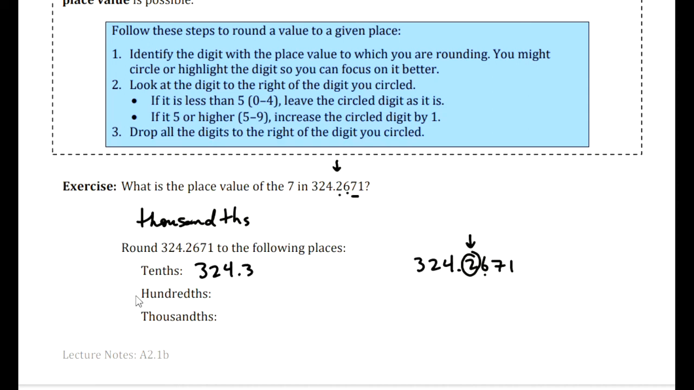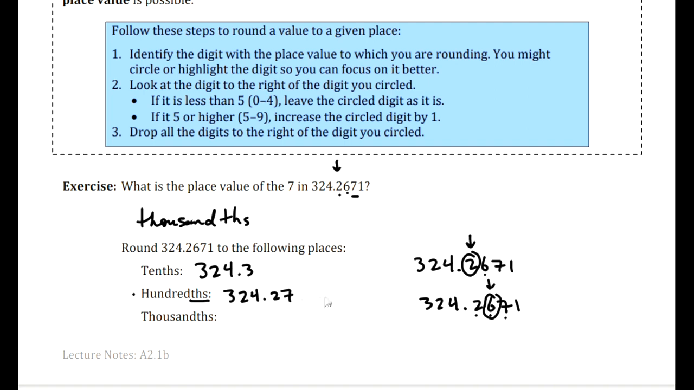If we were interested in rounding to the hundredths instead, the "ths" tells us we're going to the right, tenths, hundredths. In this case, we're going to round to the second decimal place. So we look to the digit to the right of that, the 7. 7 is 5 or more. So we're going to come back to the 6, and we're going to add 1 to the 6, giving us 324.27.